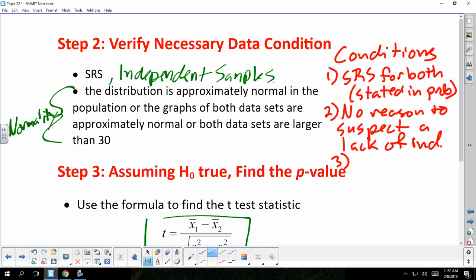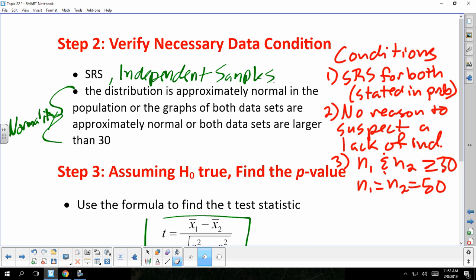n1 and n2 are both greater than or equal to 30, and n1 equals n2, both equal 50. There's no requirement that says that they have to be the same size. It just happened to be in this particular example. You could have one sample of 35 or one sample of 45. It wouldn't make any difference.